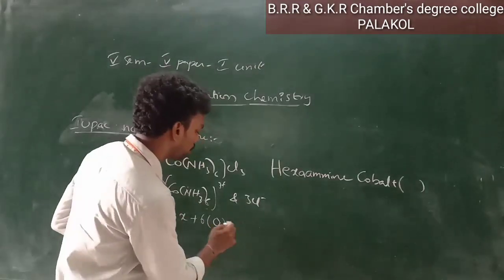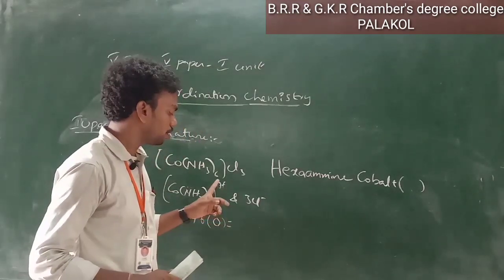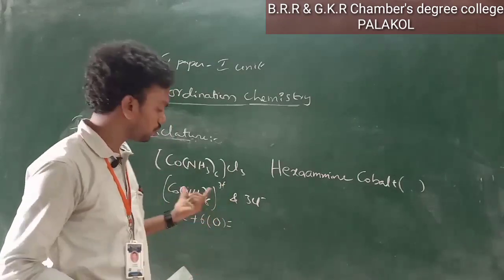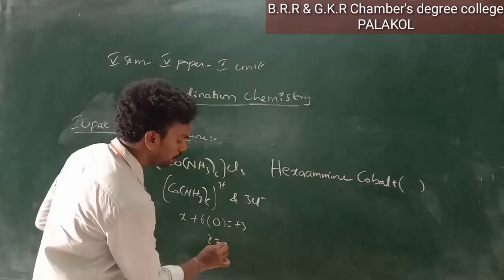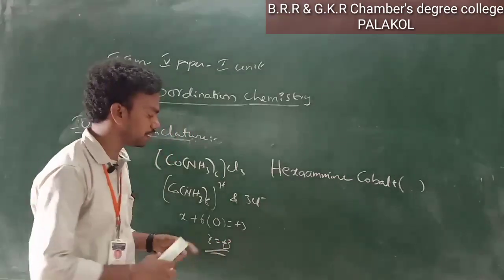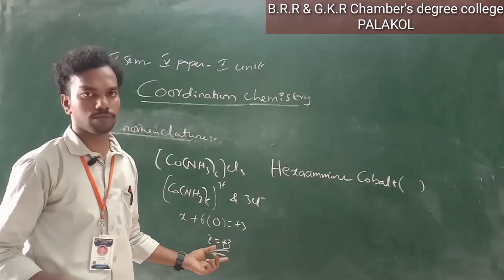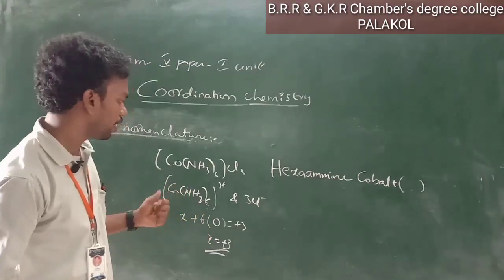That would be equal to the charge over the coordination sphere. The charge over the coordination sphere is plus 3. So X comes out to be plus 3. So the oxidation state of cobalt here is plus 3. Okay, right? I repeat it again.